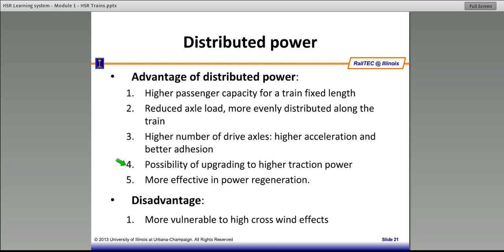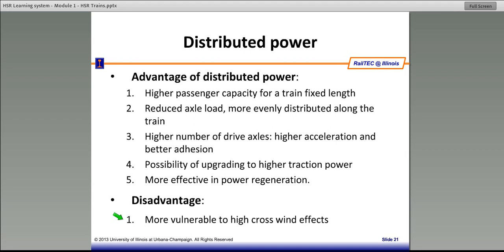And then it also allows, if you want to upgrade the traction power, there are some bogies which don't have a motor on them. You can install the motor in them to create more power. And of course, it is much more energy efficient because there are more motors which you can use to regenerate power. Okay, so this is the advantage of the distributed power.